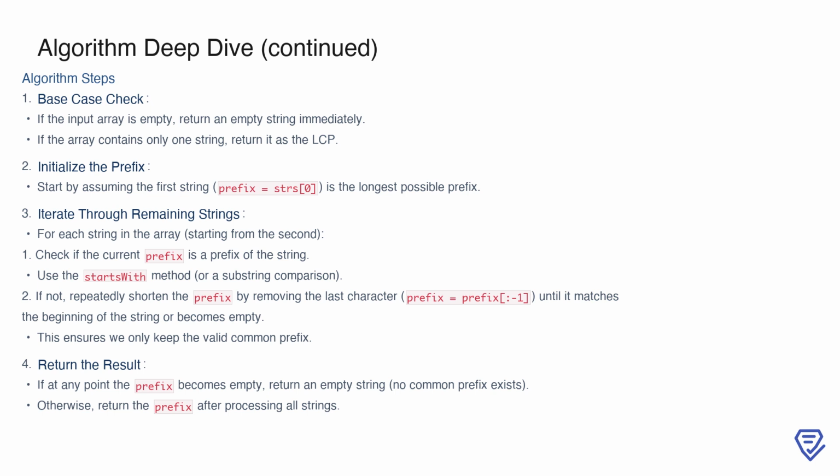For each string, we check if the current prefix is a prefix of that string using a method like startsWith. If not, we repeatedly shorten the prefix by removing its last character until it matches the beginning of the string or becomes empty. If the prefix becomes empty at any point, we can conclude there is no common prefix and return an empty string. Otherwise, after processing all the strings, the remaining prefix is our result.